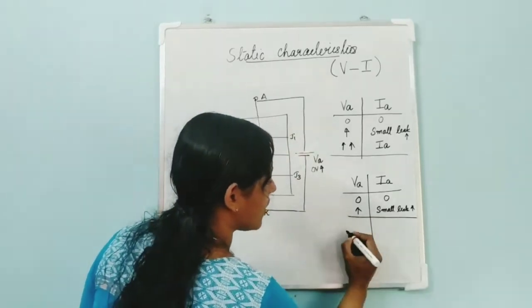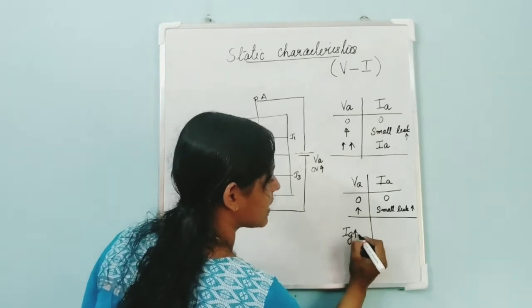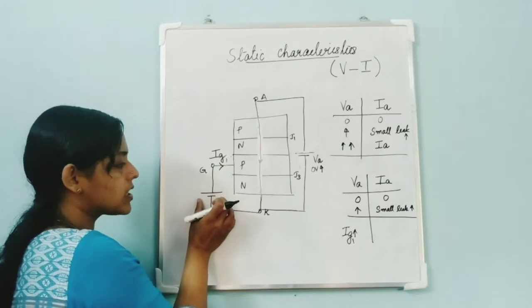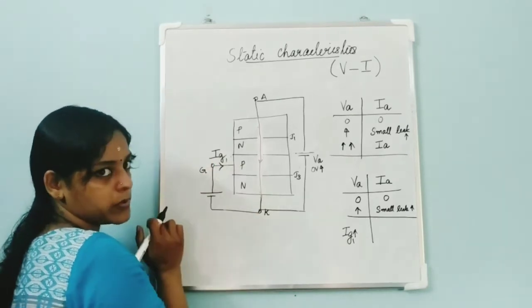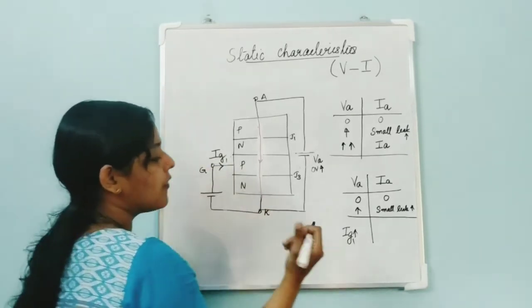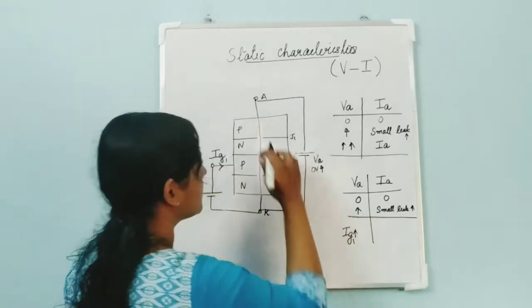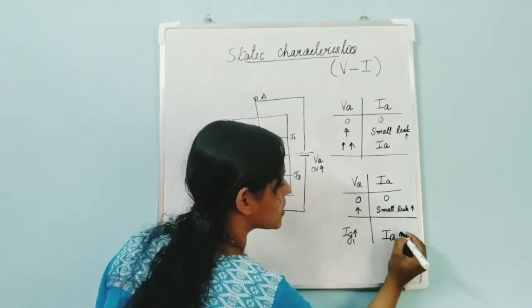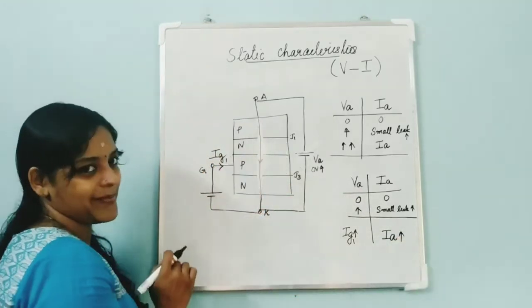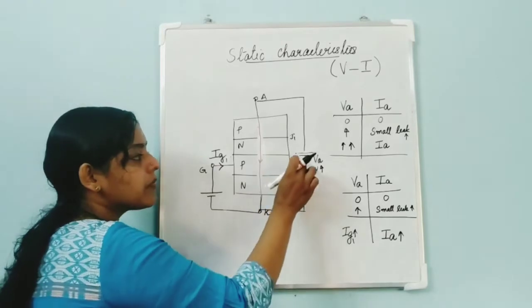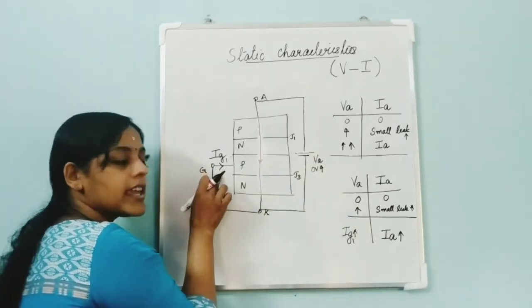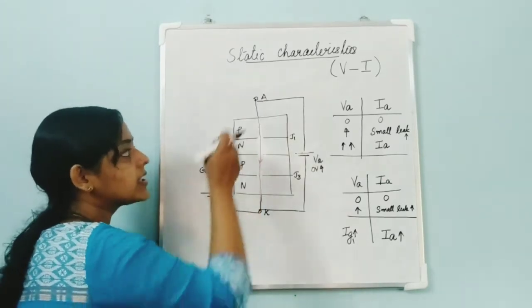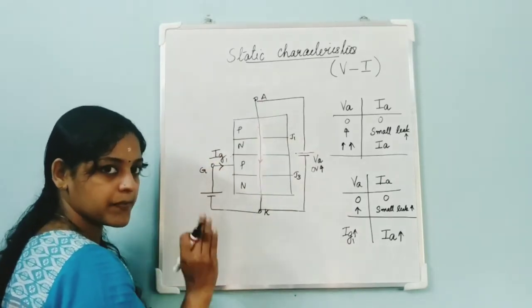When the gate pulse is given, I am giving, in the form of current, a voltage. With the help of this voltage, a current is flowing through this, isn't it? So when I give this gate pulse, the device will get turned on. When the device is turned on, the current flowing through it is Ia. That means even with a very small voltage, by applying a gate signal or gate current, I can turn on this device. Clear?